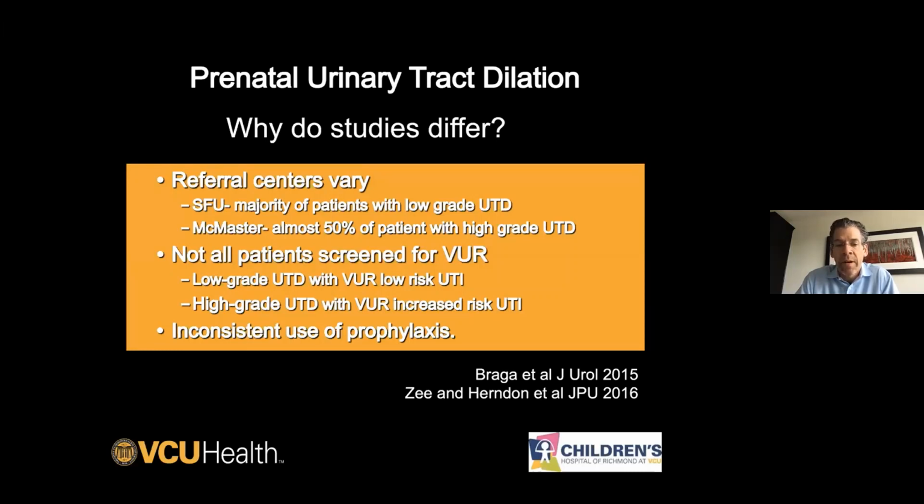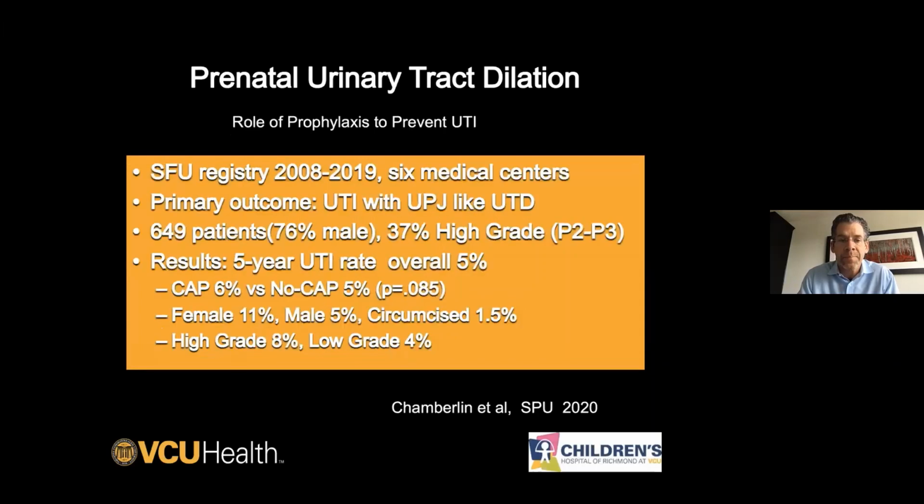And equally, if you have high-grade kidney dilation, your incidence of reflux screening is increased, your incidence of reflux diagnosis increased, thus your risk of infection. In addition, we know that there's inconsistent use of prophylaxis. Now, more recently, this is data from the registry that's going to be presented at the AUA and published in the journal as an abstract, and I feel comfortable presenting it. This is registry data that now has combined 6 medical centers and the primary outcome being UTI. And this is looking specifically at UPJ-like urinary tract dilation.